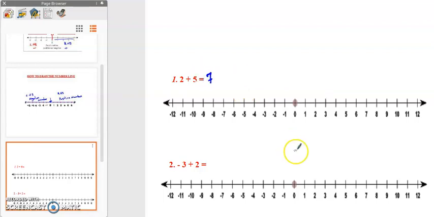But how do we get 7 if we're going to use the number line? You have two numbers here, 2 and 5, and we're adding. When you're adding on the number line, you count to the right side of the number line, and whenever you subtract, you count to the left side of the number line.